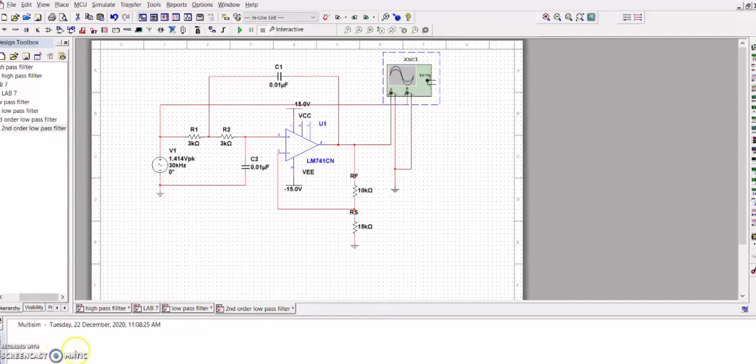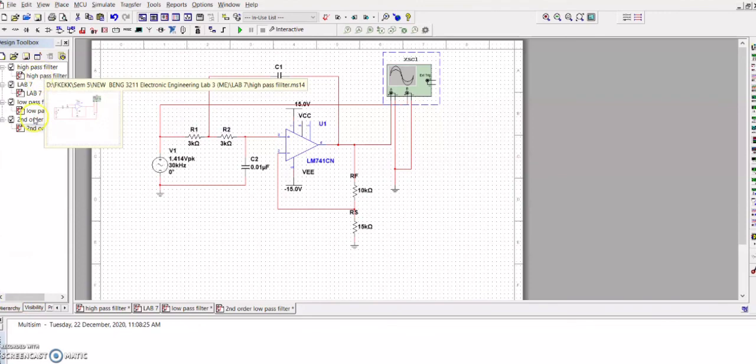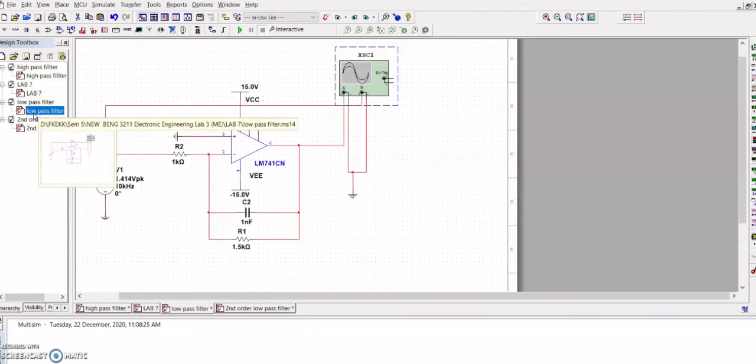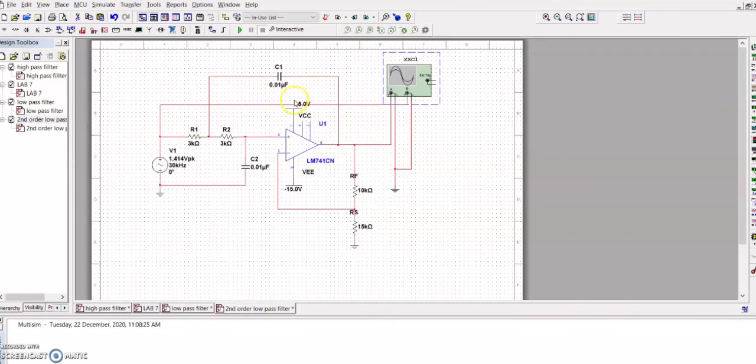The roll-off rate for the first order active filter is 20 dB. It means that for the first order high pass filter and the first order low pass filter, the roll-off rate is 20 dB, while for the second order low pass active filter, the roll-off rate is 40 dB. After we plot the graph, we can find the critical frequency, which is the cut-off frequency, from the graph.